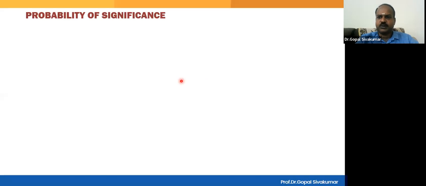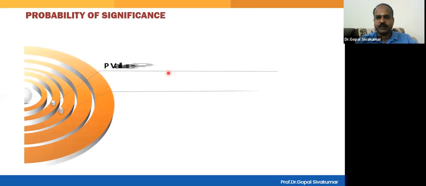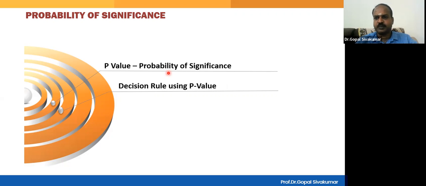Hi, hello. In this video, we are going to learn about a very important tool in hypothesis testing, the decision-making tool. The tool that is going to let you understand whether you can trust your experimental findings or not, right? And that is none other than probability of significance. We shortly call it p-value. So this is what we are going to learn in this particular video. P-value, the probability of significance, and then the decision rule using p-value.